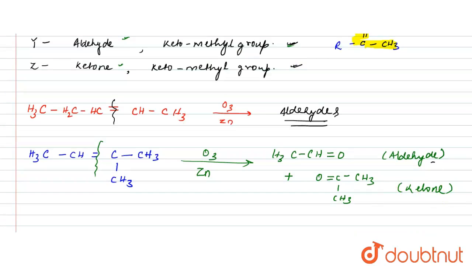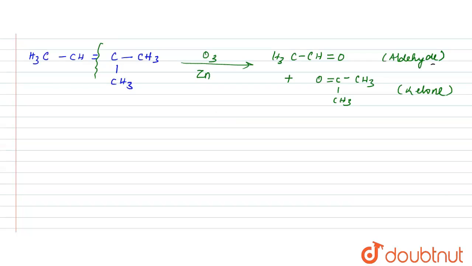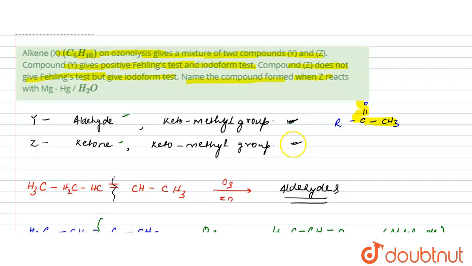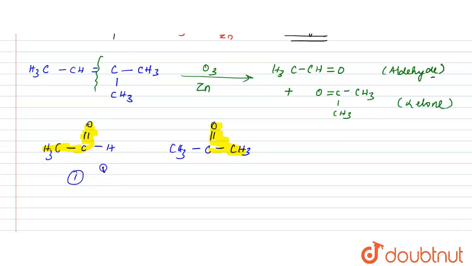If you draw the structure of the aldehyde, it is CH3-C double bond O-H. This is the first structure. And the structure of the ketone is acetone only, CH3-C double bond O-CH3. So you can see that in both these compounds there is a keto-methyl group, which means both compounds will give the positive iodoform test. So the aldehyde is Y and the ketone is Z. We have found that the ketone is nothing but acetone.